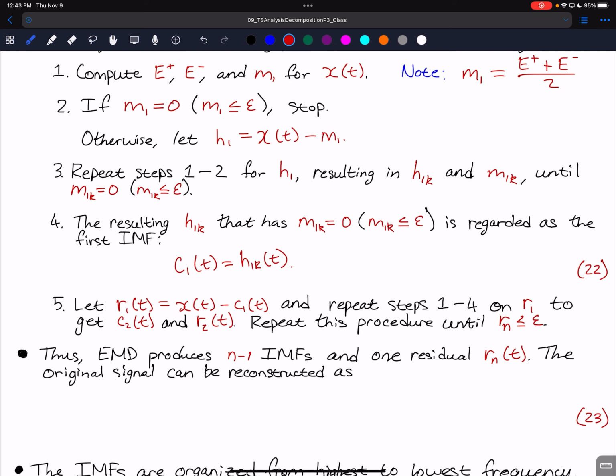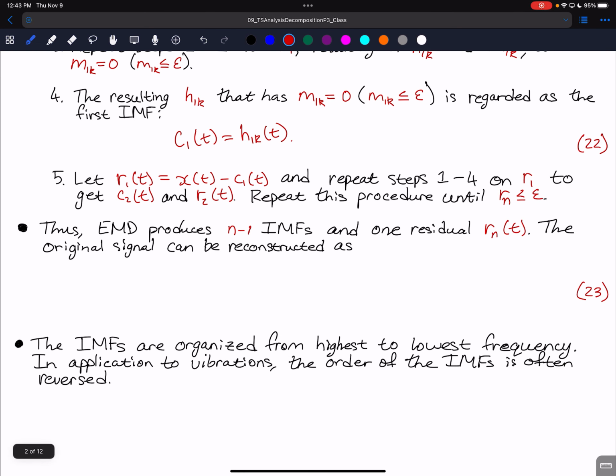So anyway, at the end of this sifting process, we end up with some n minus 1 IMFs, which will hopefully reproduce and be representative of something physical that's going on in the original signal, and 1 residual signal Rn of t, which is not an IMF. It does not satisfy the conditions of what an IMF is. That's why it could be something like a mean value from the original signal, or just some kind of constant value or some signal that has no oscillations in it.